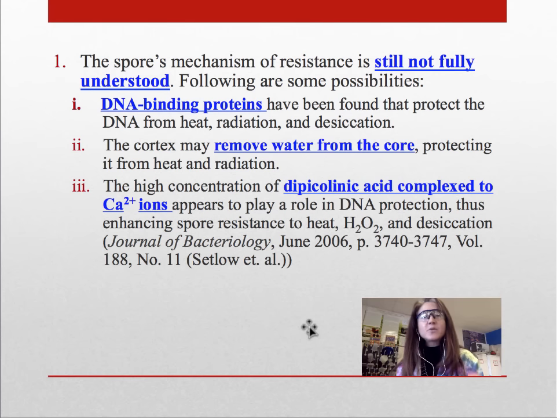The cortex, remember that of course it provides rigidity around the core, but it does something else. If you think about when you put a popcorn kernel into the microwave and you heat it up, it pops, right?